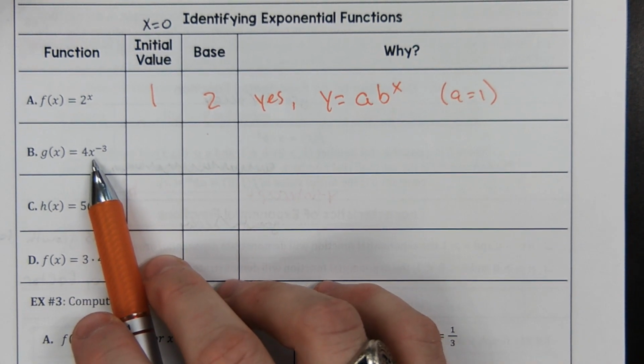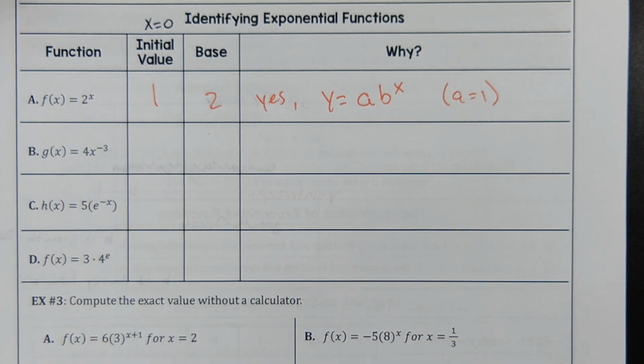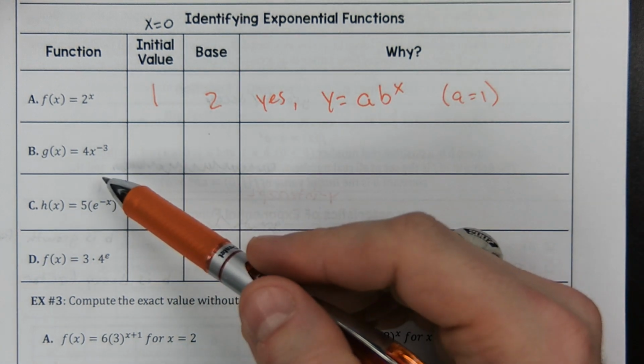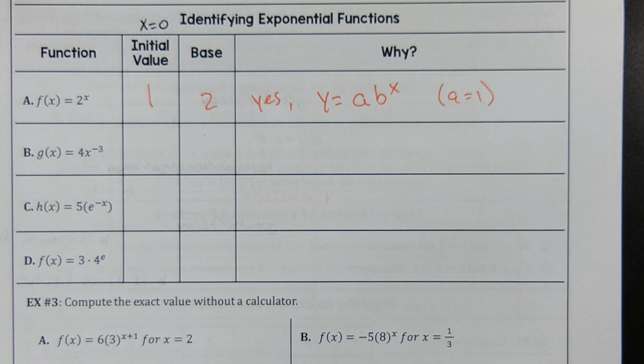If you use x equals 0, do you get 0? What do negative exponents mean again? It goes under the fraction. So this is actually 4 over x to the third. So when you try to use x equals 0, what do you get? Undefined.